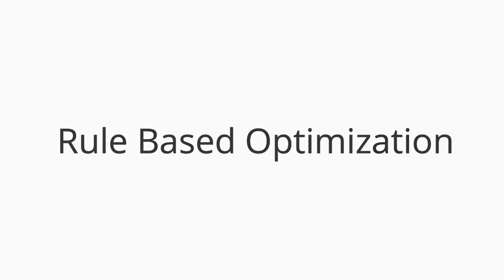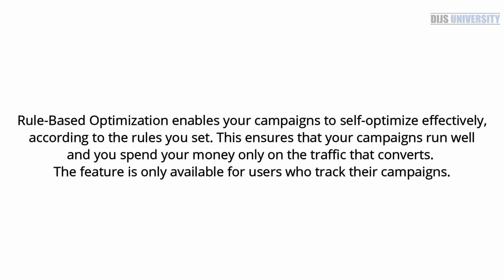Rule-based optimization. So rule-based optimization enables your campaigns to self-optimize effectively according to the rules you set. This ensures that your campaigns run well and you spend your money only on the traffic that converts. The feature is only available for users who track their campaigns.